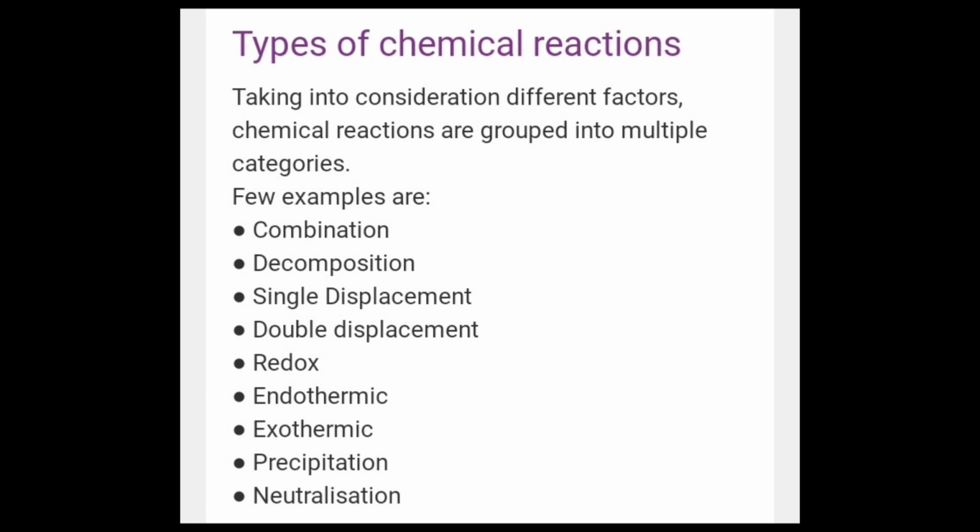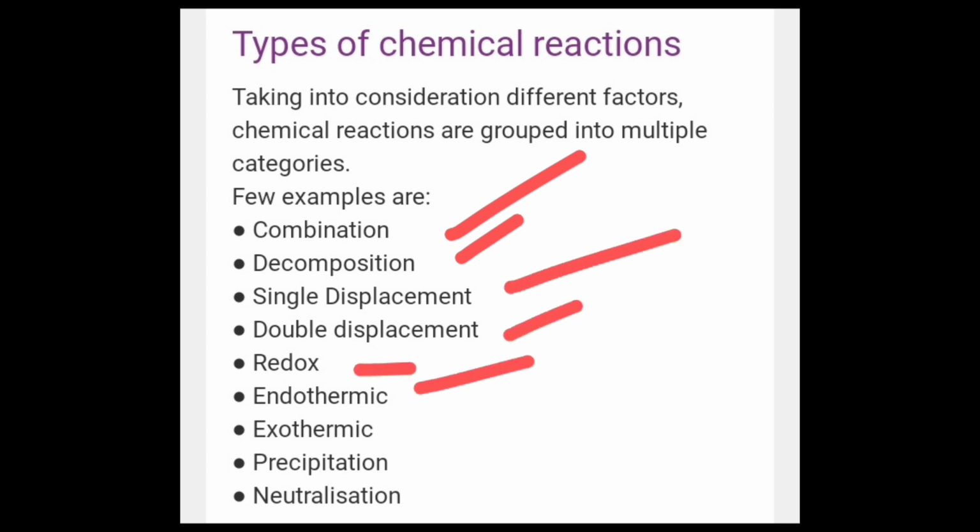There are different types of chemical reaction. Here we explain them with their names. They are combination, decomposition, single displacement, double displacement, redox, endothermic, exothermic, precipitation and neutralization. These are all types of chemical reaction. Now we will discuss them with their definitions and examples. Let's move.